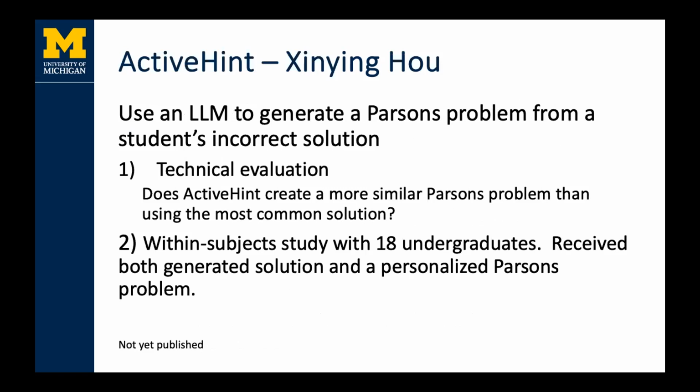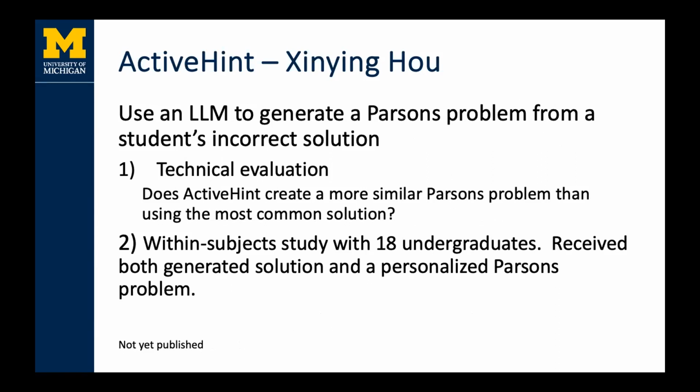So particularly when LLMs came out, I said, this is fun. Let's try using these to create personalized Parsons problems. If you started writing incorrect code, can we use the LLM to find the closest correct solution and serve that to you as a personalized Parsons problem? So that's what we've done. We first did a technical evaluation. We took a bunch of student code and checked: is the solution generated by an LLM closer than the general, most common student solution? And in fact, it was.